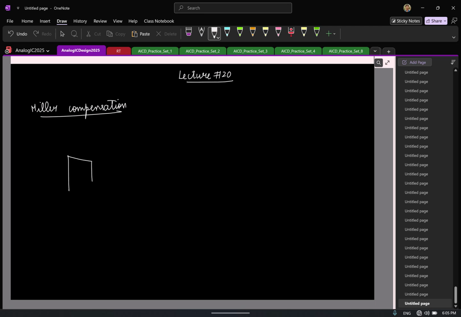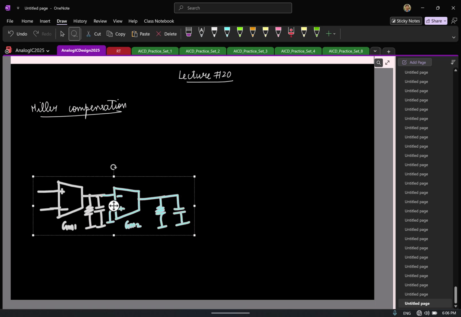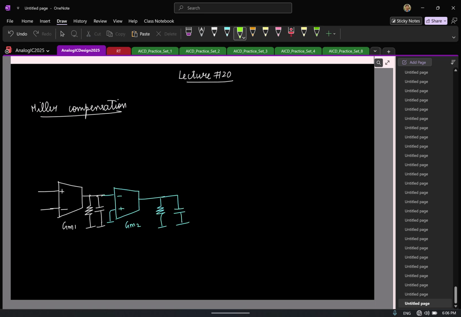So let's say if I draw, this is the first stage. Let's say this is the second stage. I'll draw the conductance and capacitance here. Similarly, I'll draw the conductance and capacitance here. So let's say this is GM1, GM2. What do you do in Miller compensation to compensate this? Yeah, a capacitor across this second stage.